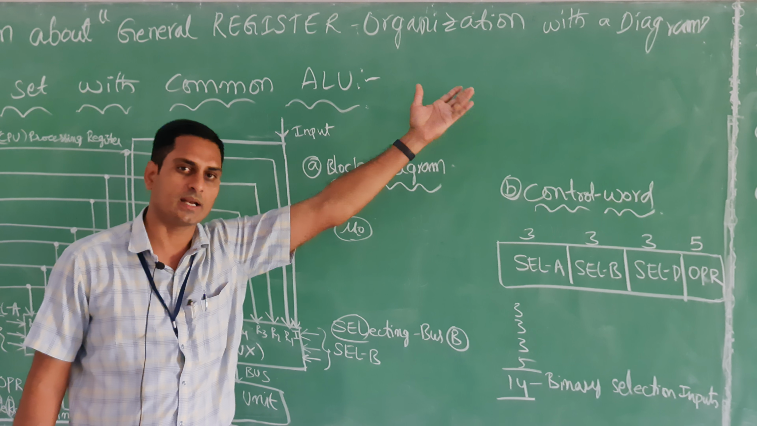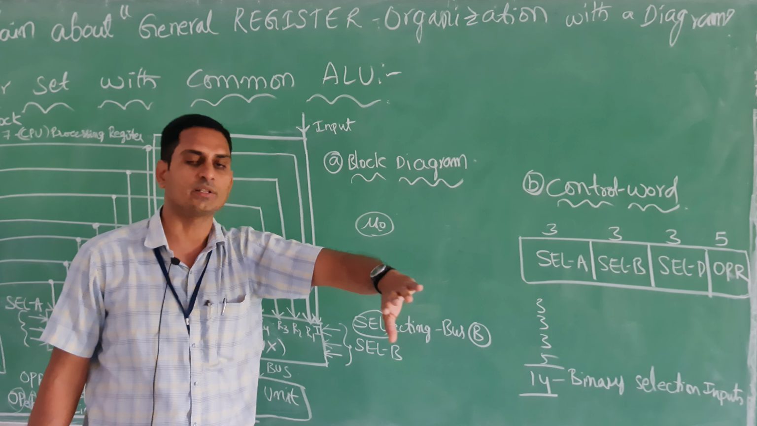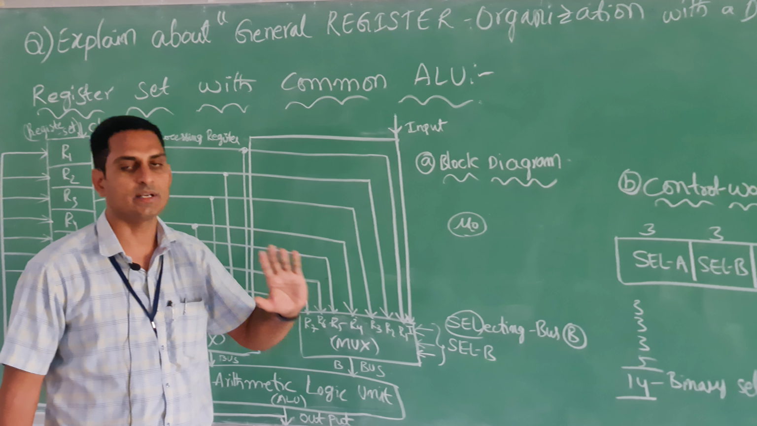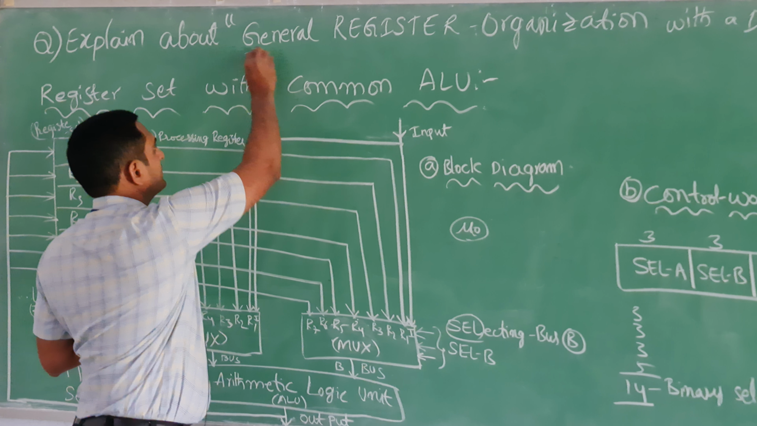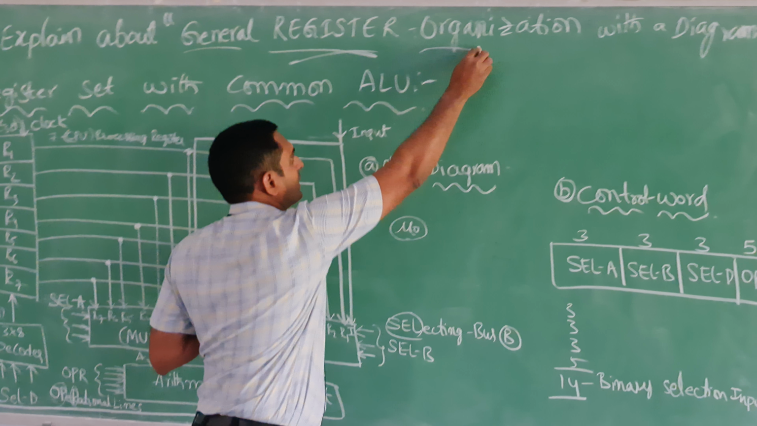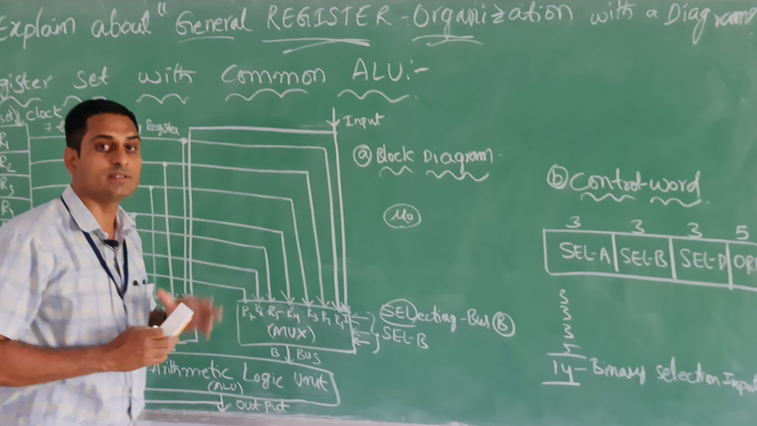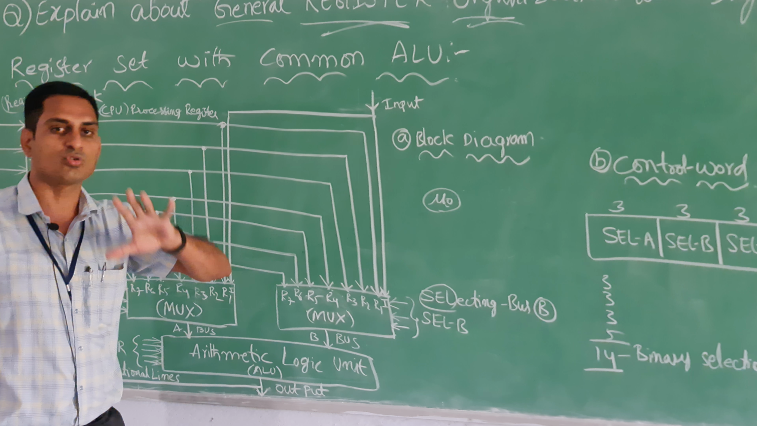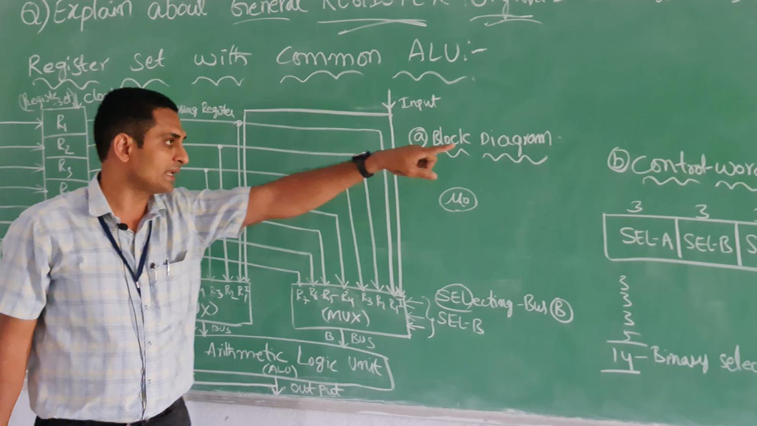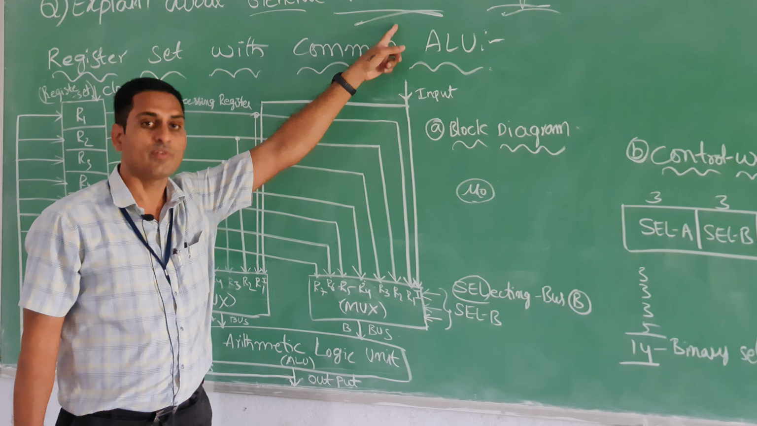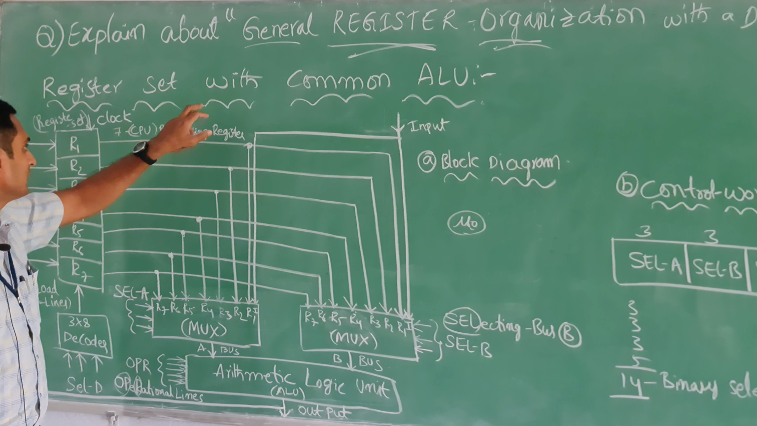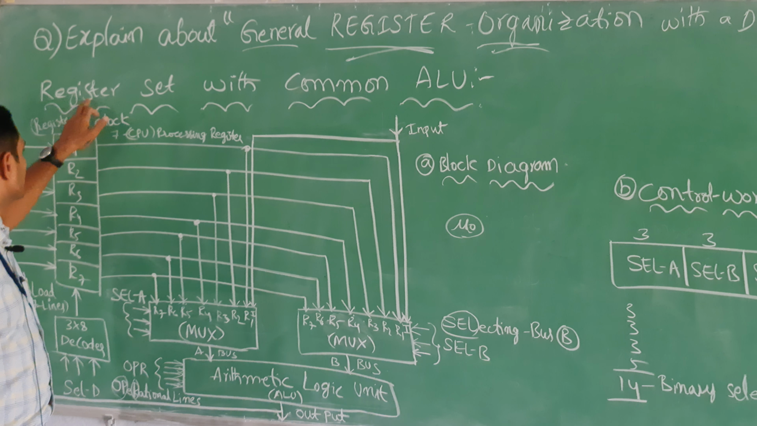Whether they ask for a diagram or not, you have to draw the diagram, because the COA subject is full of diagrams. The question is explain general register organization. Register set will be there. Don't get confused, so many diagrams are there. That's why I am telling which unit, which topic. So understand the question first. Here the title of the diagram is register set.